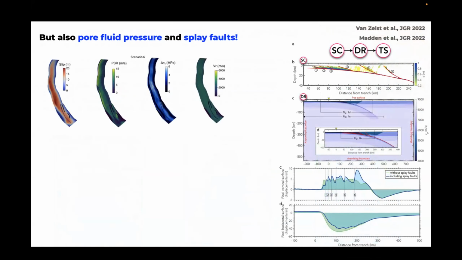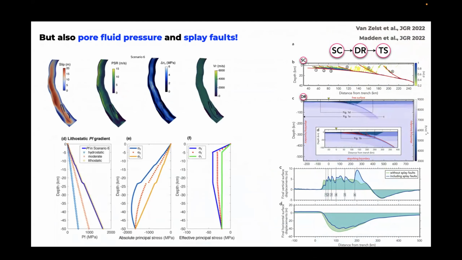It's not only these factors, but we also know that pore fluid pressure and splay faults are important specifically for tsunami genesis. So this is a study by Madden et al., where we've been varying pore fluid pressure gradients with depth. And this is the output in terms of slip, peak slip rate, stress drop, and rupture speed for one scenario that has very close to lithostatic pore fluid pressure. That means the effective normal stress is almost constant with depth. And we see that the rupture dynamics are most realistic for such elevated pore fluid pressures.